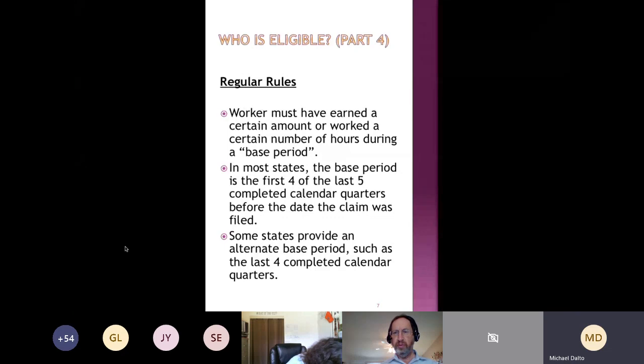So ordinarily, a person must have worked and earned a certain amount during those 4 quarters in order to be eligible for unemployment insurance. Now, some states provide an alternate base period. They say, well, if you didn't have enough work during the regular base period, we'll give you a different opportunity to qualify, such as the last 4 completed calendar quarters. And you would have had to have worked a certain amount during that period to be eligible.